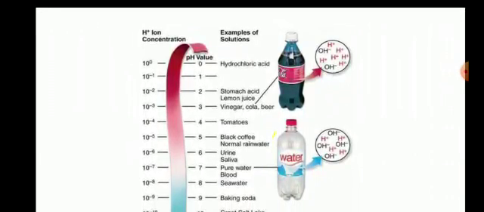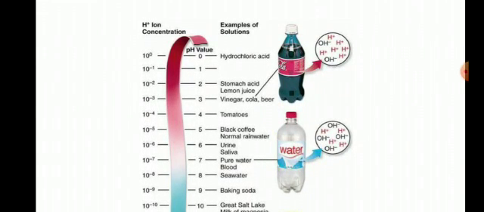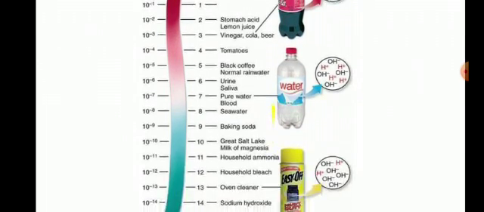Hydrogen ion concentration is shown here. Hydrochloric acid has concentration 10 raised to 0 mole per liter. So the pH is 0 for hydrochloric acid. Likewise, the hydrogen ion concentration of various substances is given here. Pure water has concentration 10 raised to minus 7 mole per liter, means pH of pure water is 7. It has equal proportion of H plus and OH minus ions.